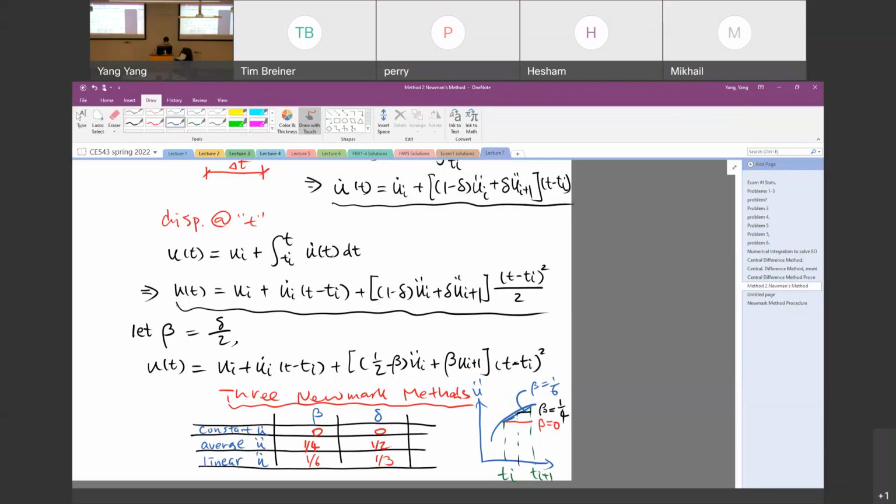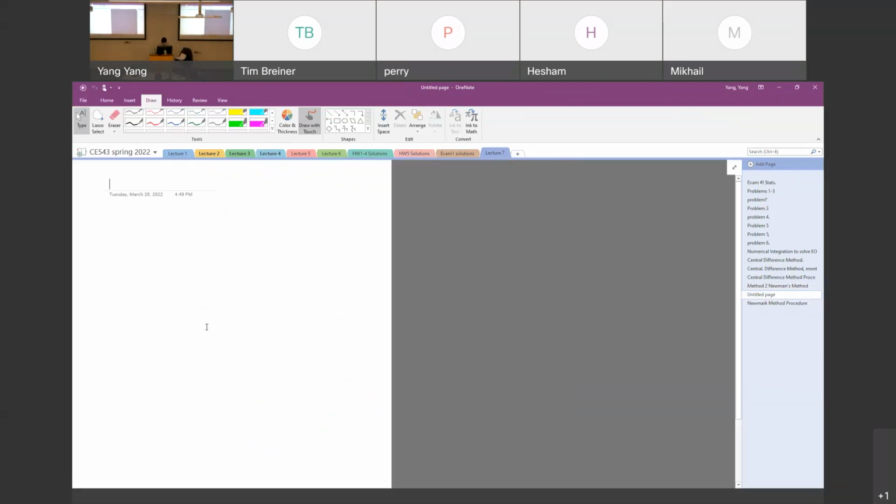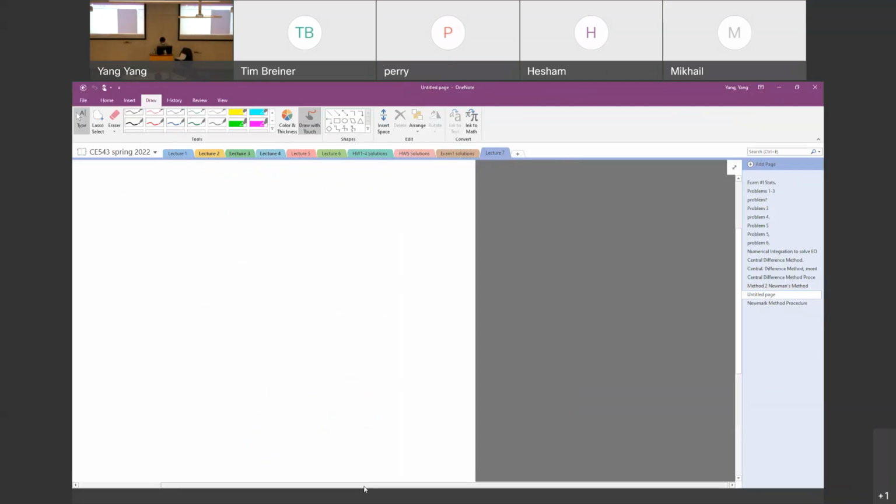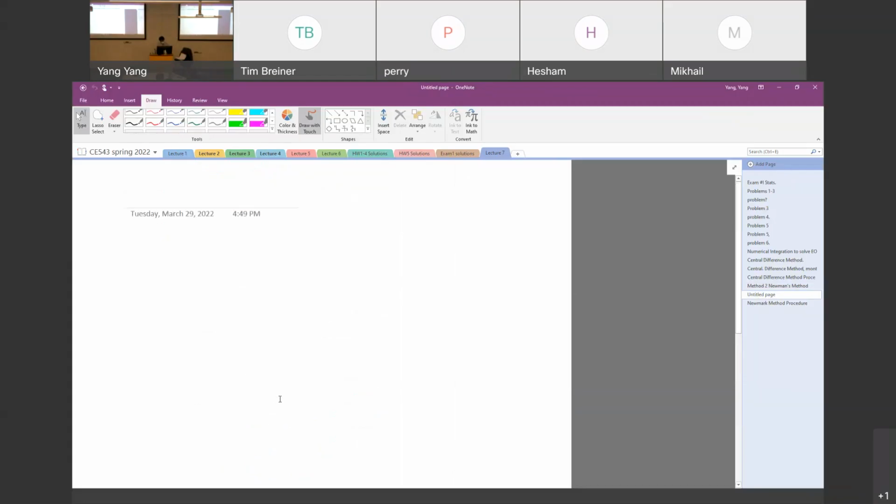But how can we use the numerical method to find the acceleration, velocity, and the displacement at any given time, if we know the initial condition? Let's talk about the typical procedure here.